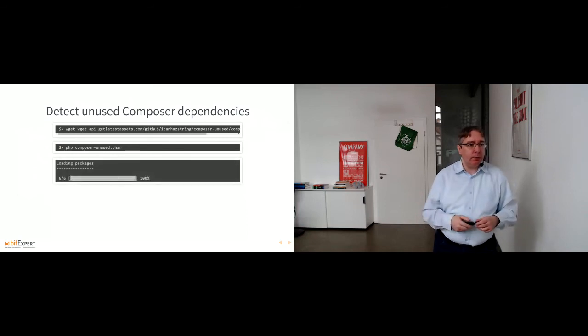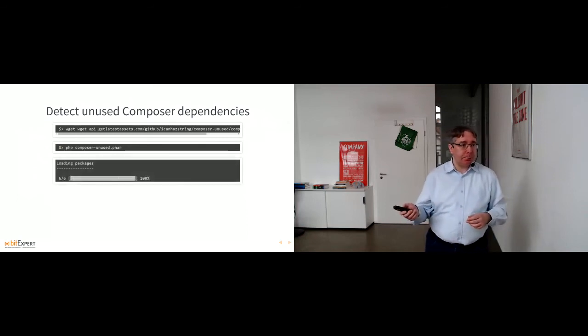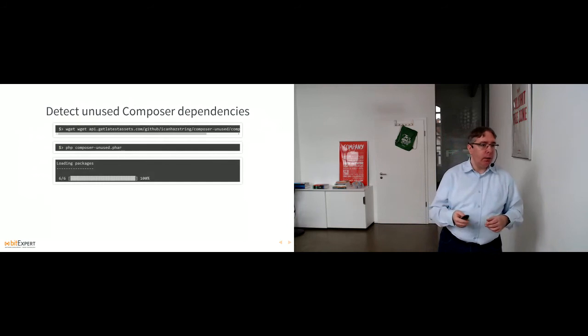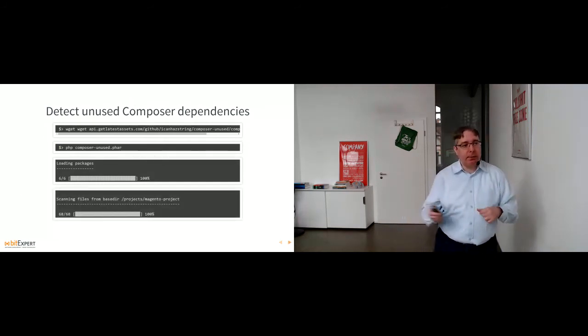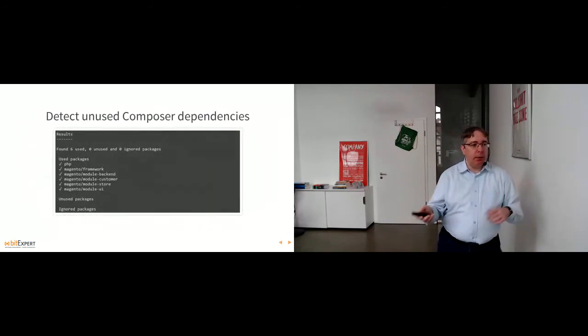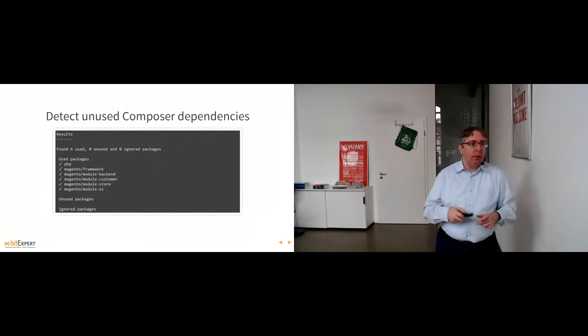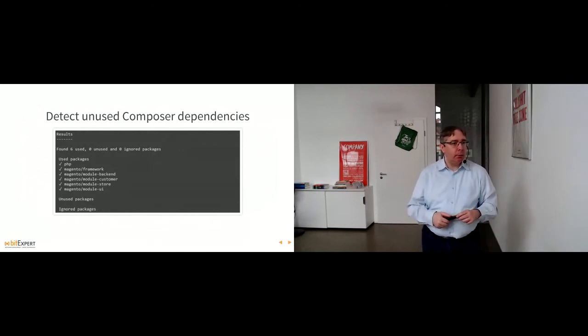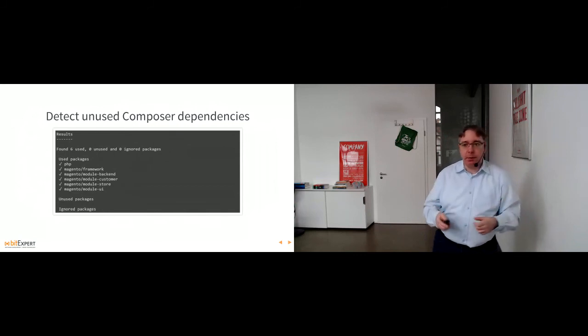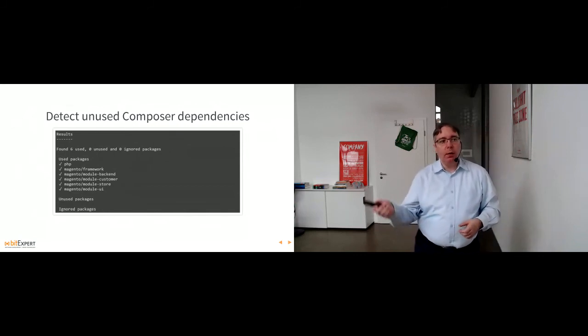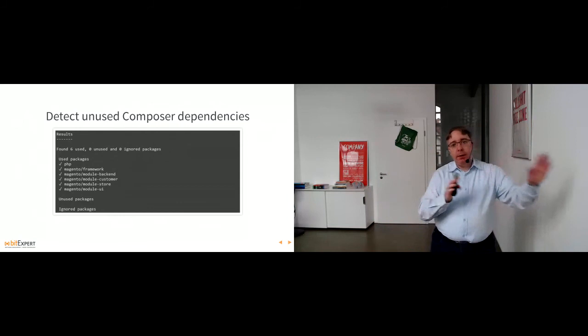Just download the PHAR file, run it, and then it will load all the different packages it can find, compare it to the classes that are in the project, scanning everything, and then come up with the results. Stating, like in this case, okay, we've got 6 packages used, none is unused, and none is ignored. So in this case, we are on the safe side. Cool. So that's like dependency stuff.